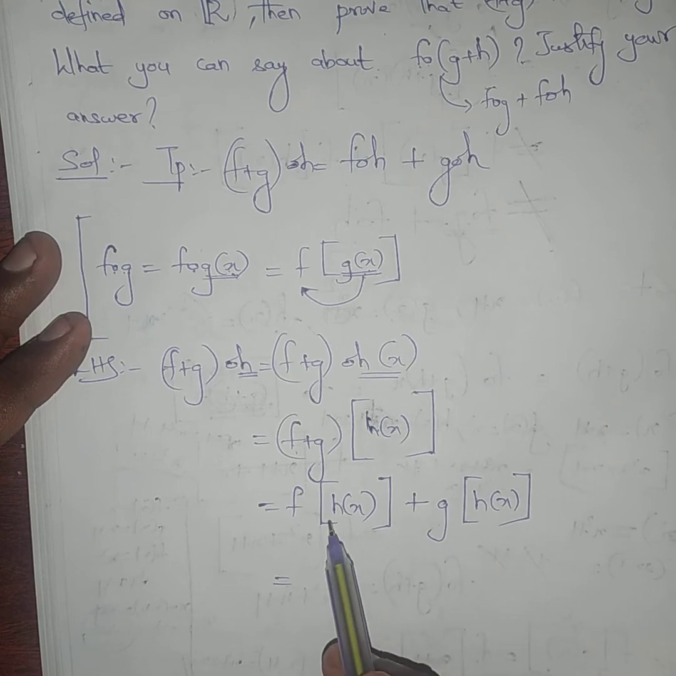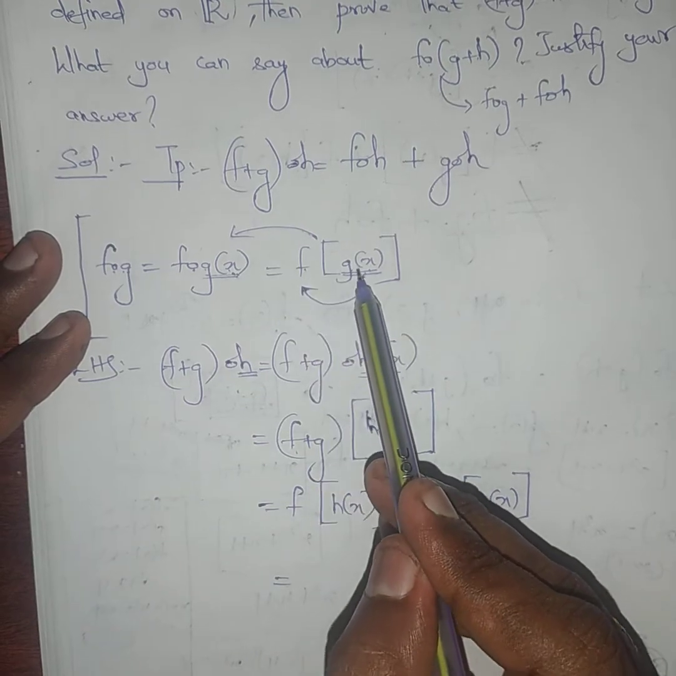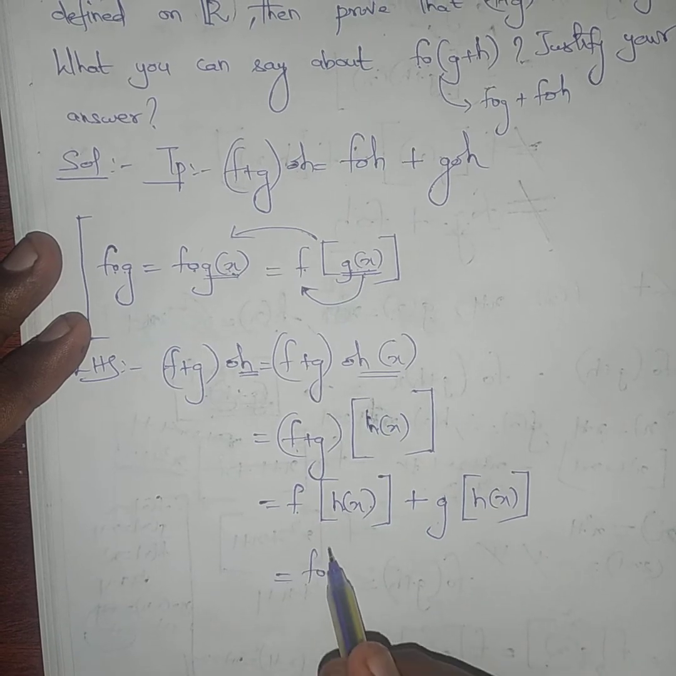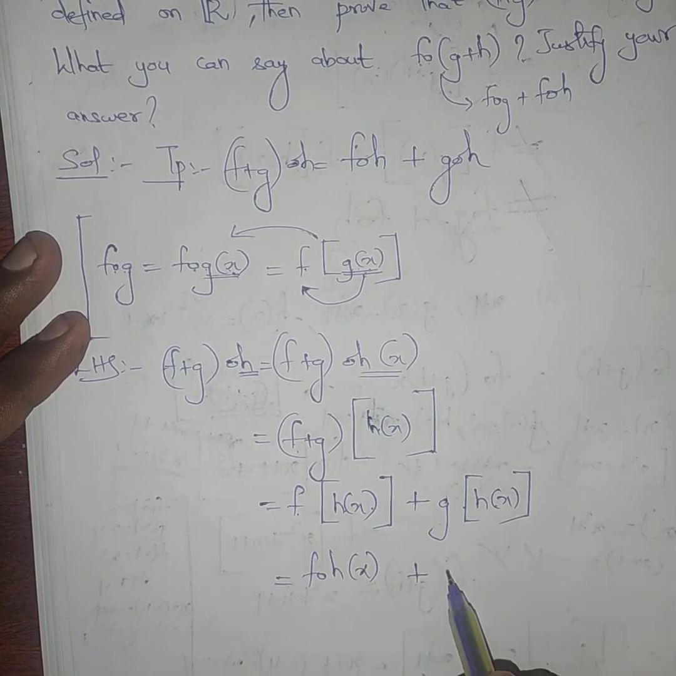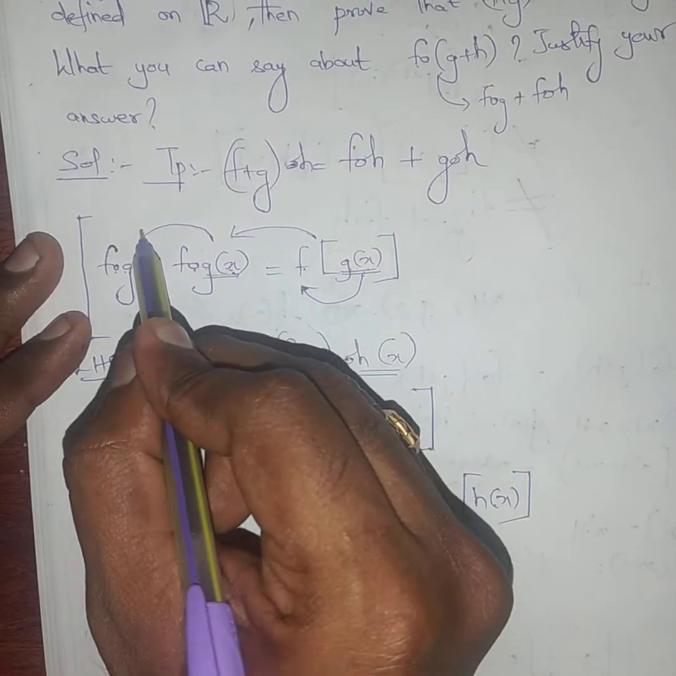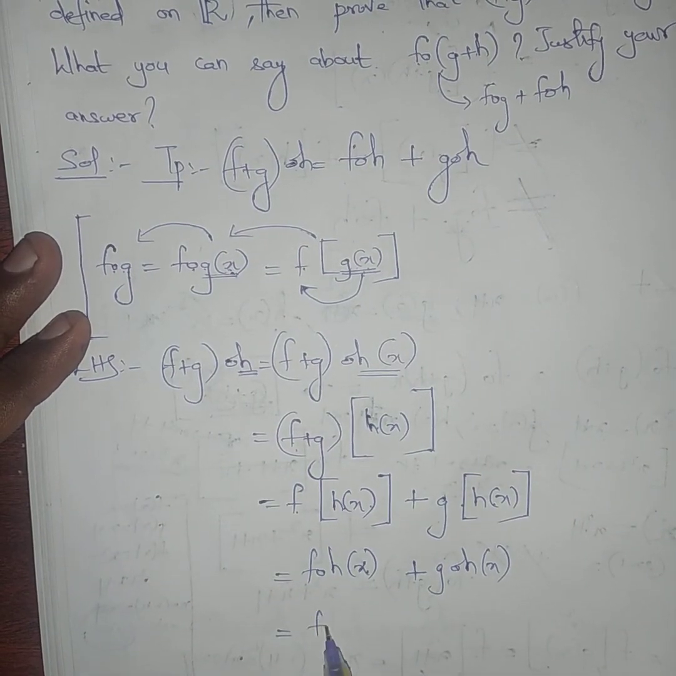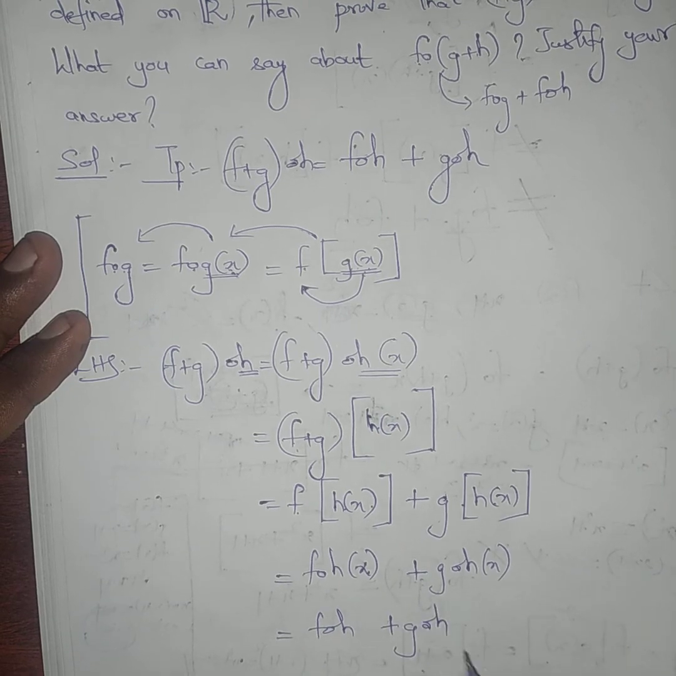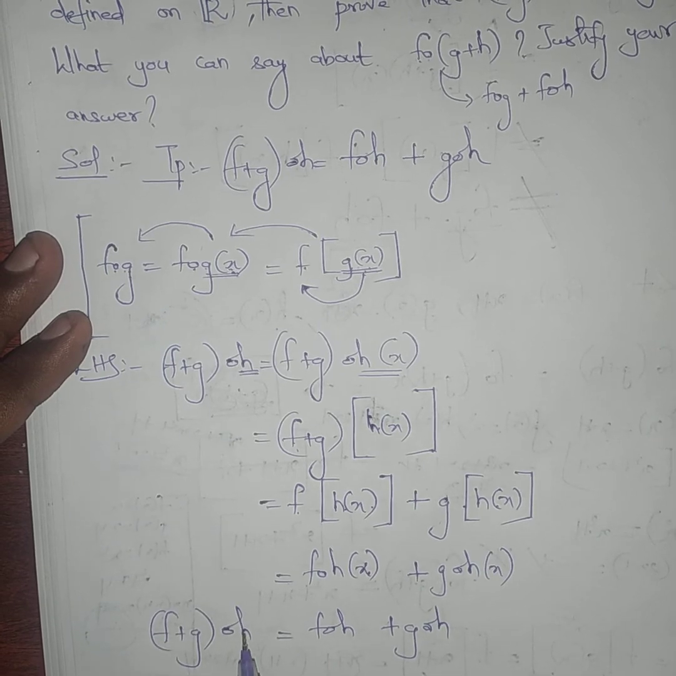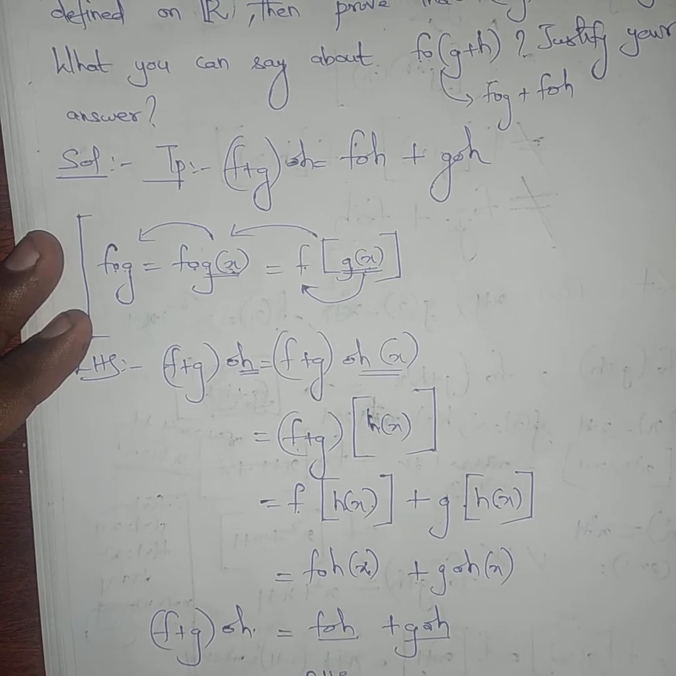The same way, f of g of x we can write as (f composite g) of x. Similarly f of h of x is (f composite h) of x, plus g composite h of x. Now the x can be neglected, so we write f composite h plus g composite h. So this is our RHS, hence proved.